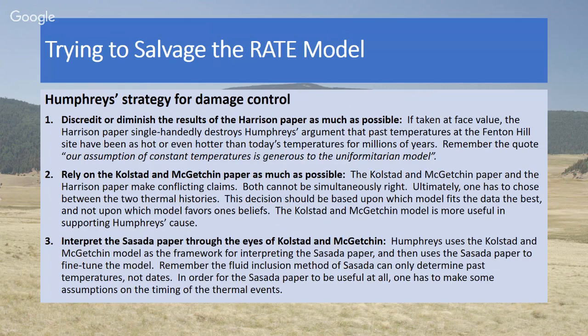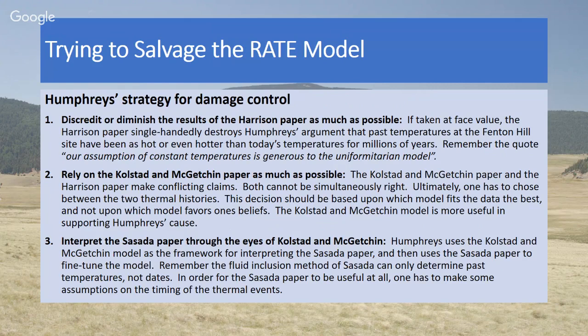So instead, he's relying very heavily on the Kolstad and McGretchen paper, because the heating event in that paper starts 1,000,000 years ago, not 20,000 years ago. The point is, both cannot be right simultaneously. And here's a case where in the literature we find two conflicting papers, two conflicting models.